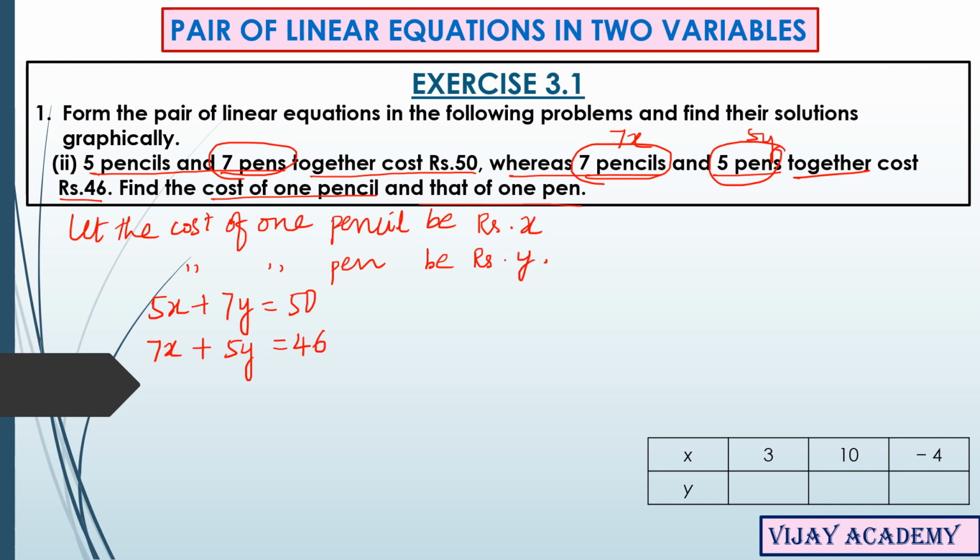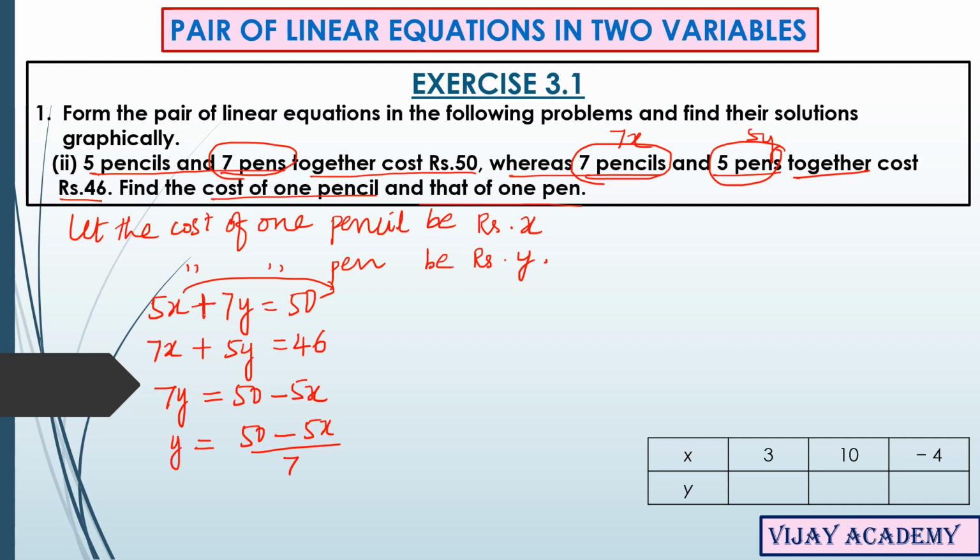Now let me take the first equation and find out at least three solutions of the first equation. So for that, let us write the equation for Y. So let me transpose 5X to RHS from the first equation. So we get 7Y equals to 50 minus 5X, and then transpose 7 also. So we get Y equals to (50 minus 5X) divided by 7. So this is the equation for Y.